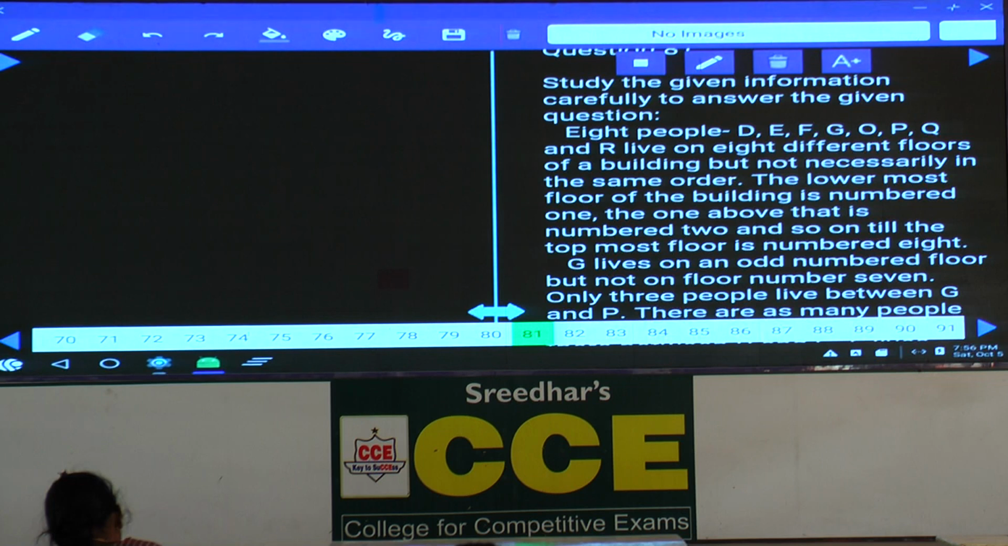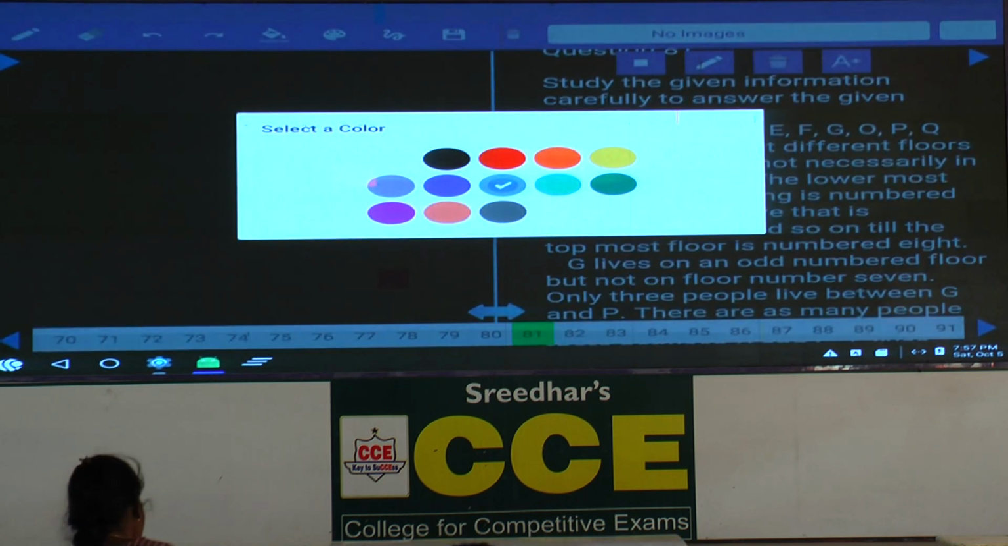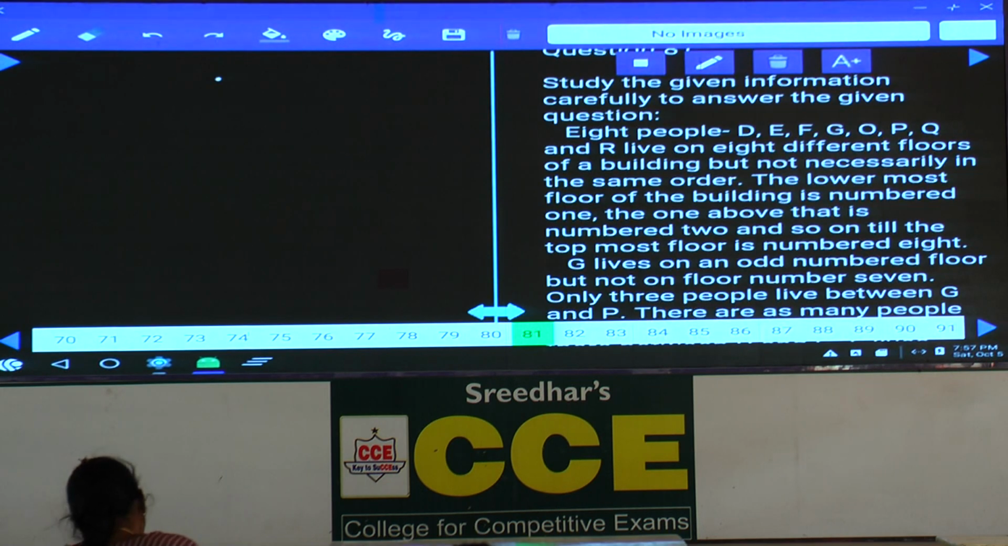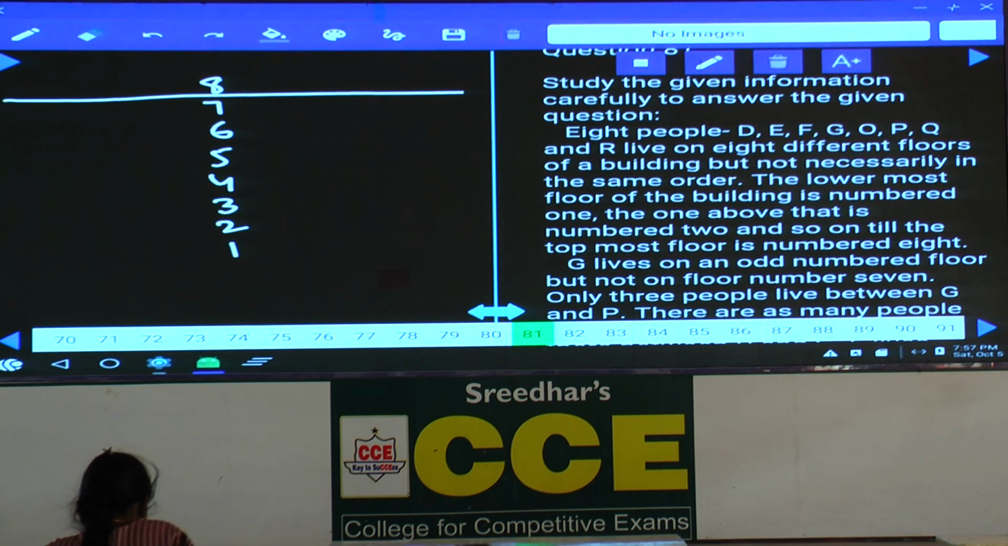Now in this 81 to 85, what is the information we have? Floor arrangement. 8 people D, E, F, G, O, P, Q, R are the 8 persons living on different floors. The lowermost floor of the building is number 1, the one above that is number 2, and so on. Hence in total we have 8 floors, which can be written as 8, 7, 6, 5, 4, 3, 2, 1. 8 persons are living on these 8 different floors.